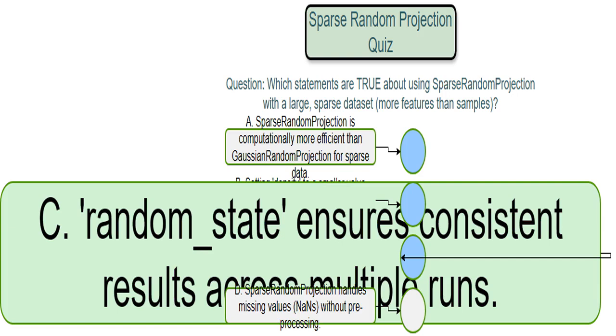I agree, this is true. The random_state parameter acts like a seed for a random number generator. Setting it makes sure you always get the same projection matrix, allowing you to reproduce results reliably. It's important for ensuring consistent experiments.